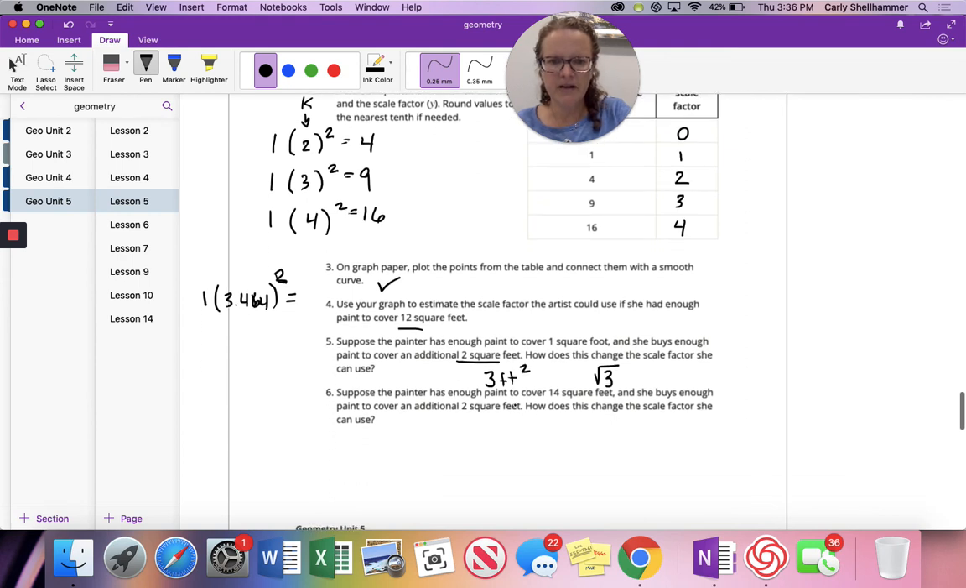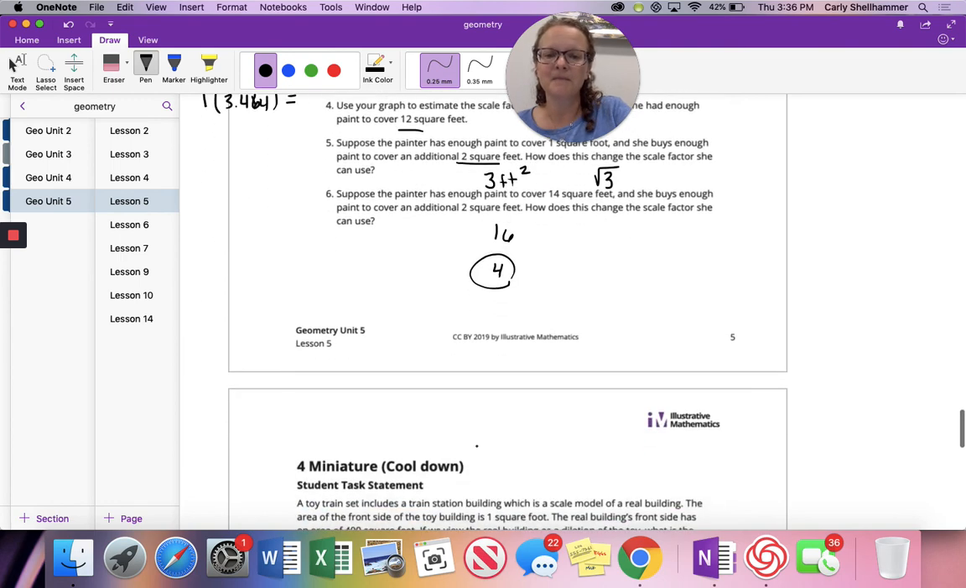And what was our next question? Suppose the painter had enough paint to cover 14 square feet, and she buys enough paint to cover an additional 2 square feet. How does this change her scale factor? So she has enough for 14, she buys an additional 2, and that's 16. So the scale factor is going to be 4. All right, we've already done that one.